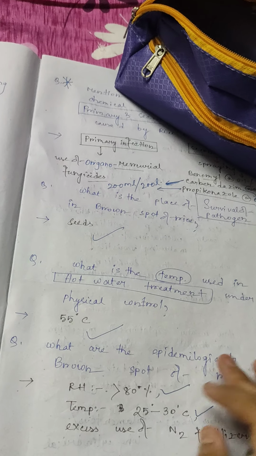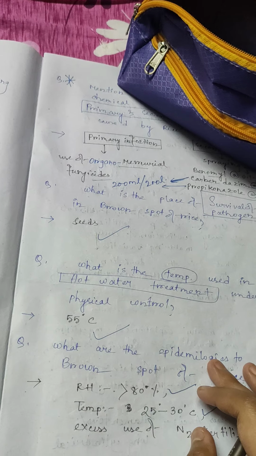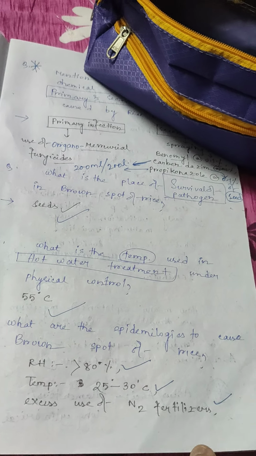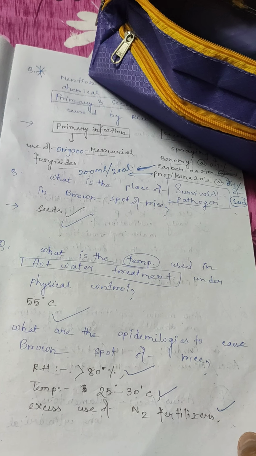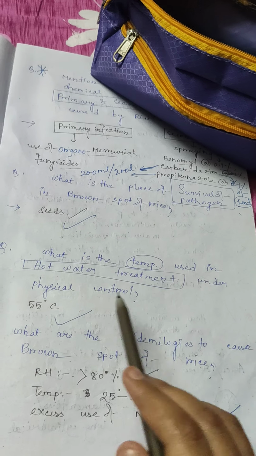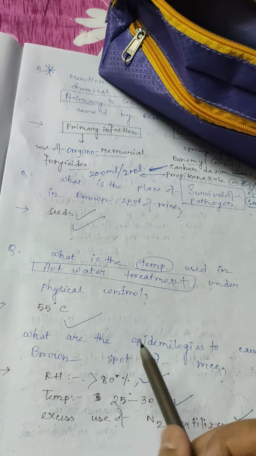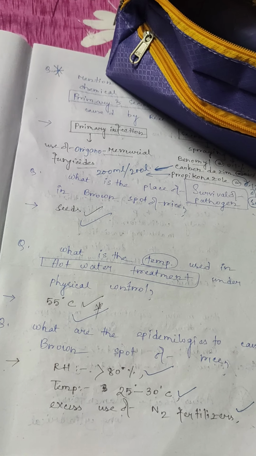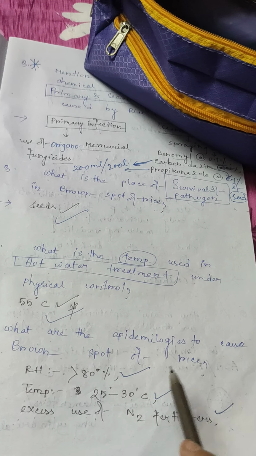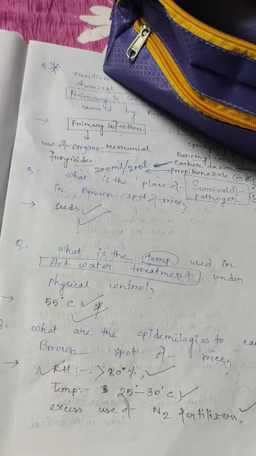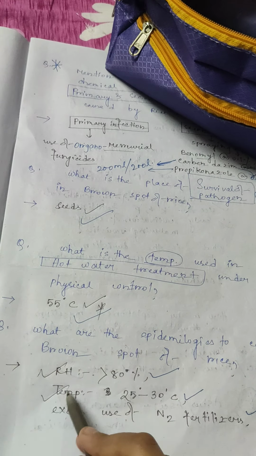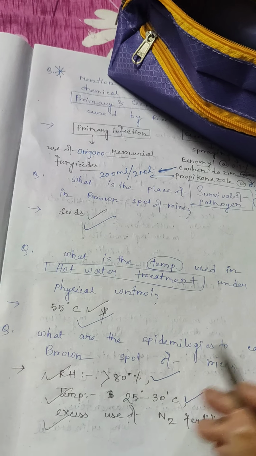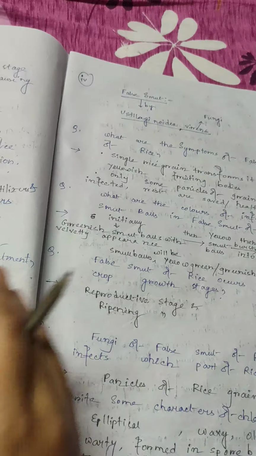What is the place of survival of the pathogen? Seeds. Helminthosporium oryzae is a seed-borne pathogen. What is the temperature used in hot water treatment under physical control? 55 degrees Celsius. What are the epidemiological factors causing brown spot of rice? Relative humidity greater than 80%, temperature of 25 to 30 degrees Celsius, and excess use of nitrogenous fertilizers.